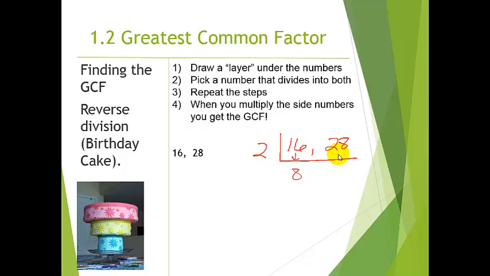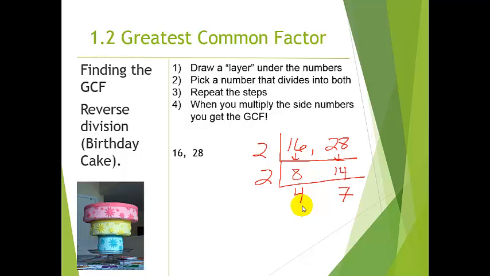28 divided by 2 gives me 14. And then I'm going to repeat the steps. Again, they're both even, so I'm going to divide out a 2. 8 divided by 2 is 4. 14 divided by 2 is 7. Now, there's nothing else in common that I can factor out or divide by.